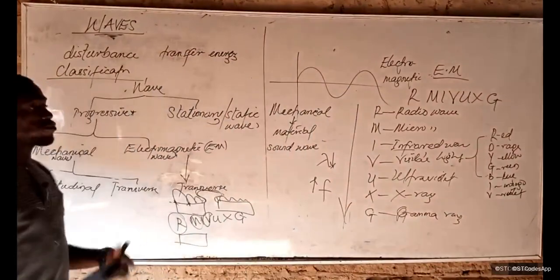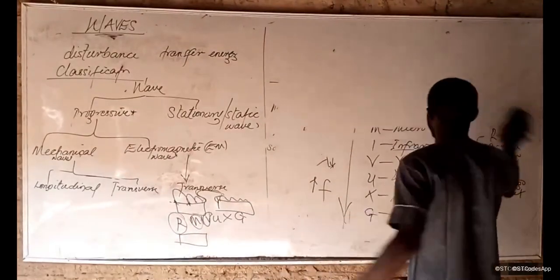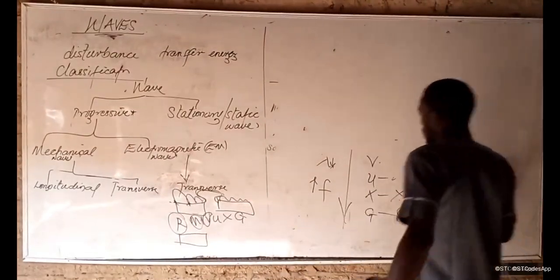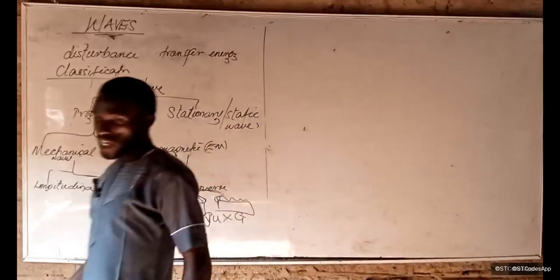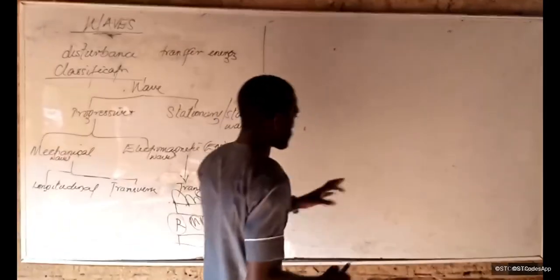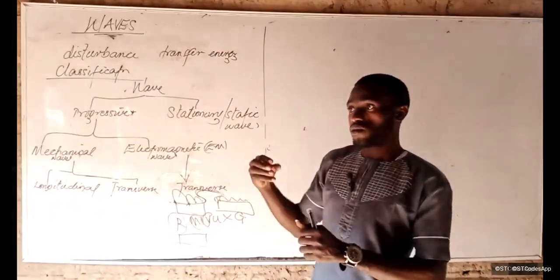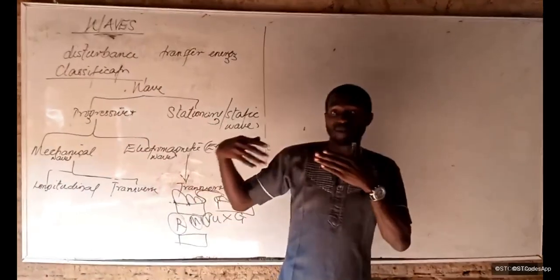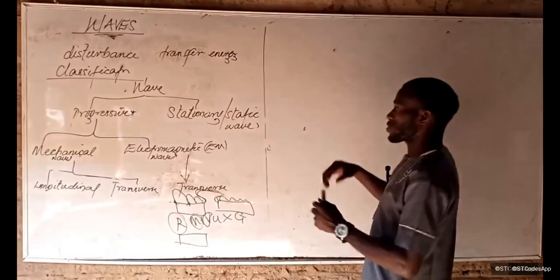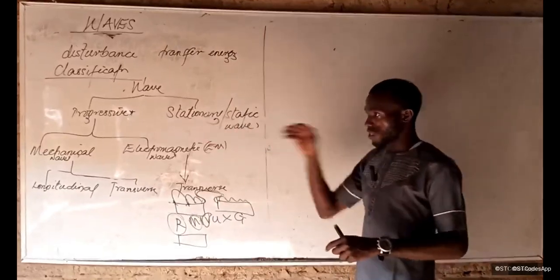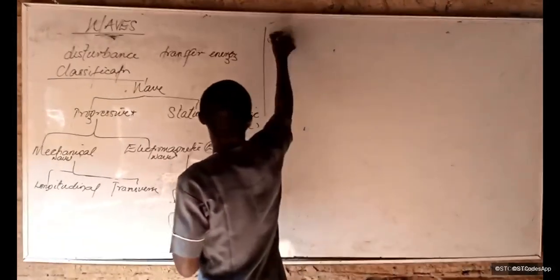So what is a longitudinal wave? We talked about the fact that the mechanical waves are divided into two, which are the longitudinal and the transverse wave. Longitudinal waves are waves that travel in the direction that is parallel to the motion that produces them. So if the motion that produces them is forward, they will travel forward. If it's downward, they will travel downward. An example is the sound wave.